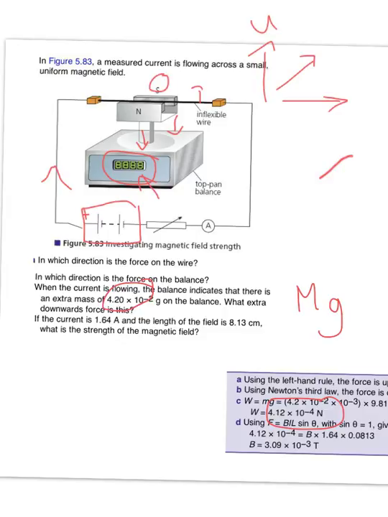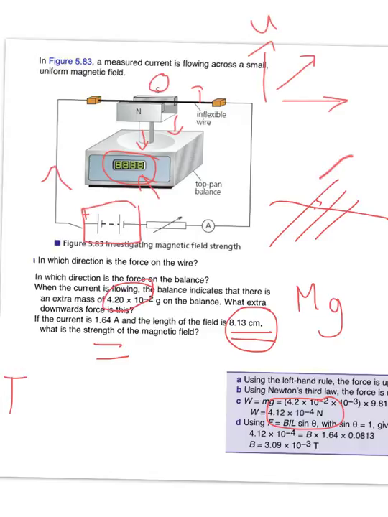And then lastly, if the current is 1.64 amps and the length is 8.13, you can see that there's no complication with angles. The length of the wire is perpendicular to the direction of the field, okay, because the field is going that way and the wire is perpendicular to it. This is not exactly a great diagram for that, but you should be able to tell that it's perpendicular.